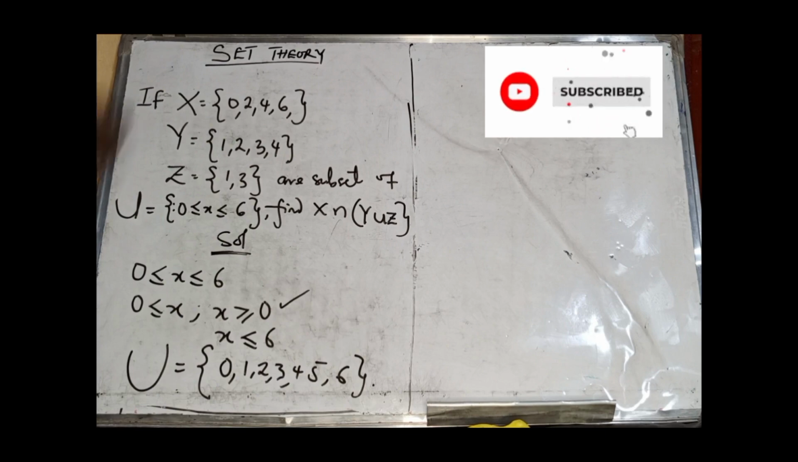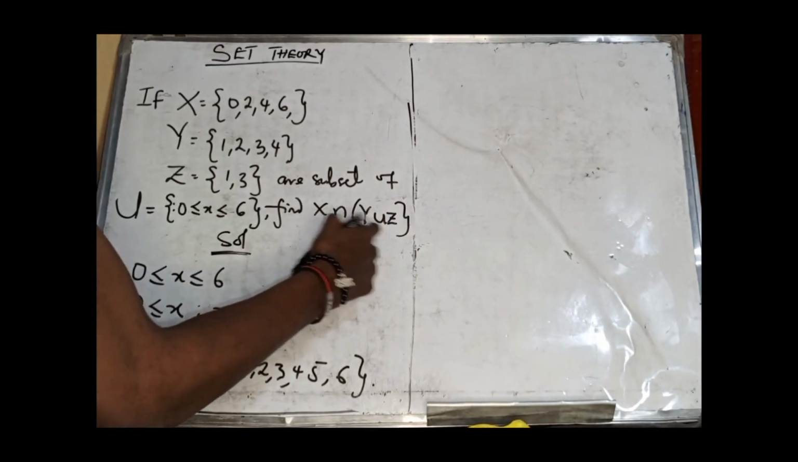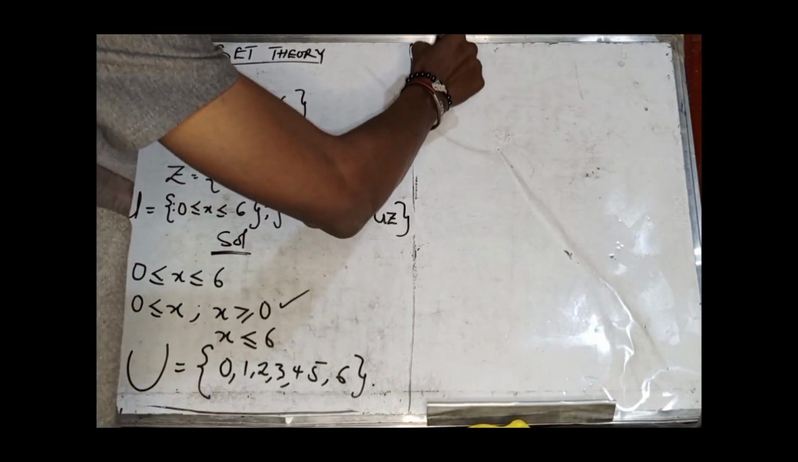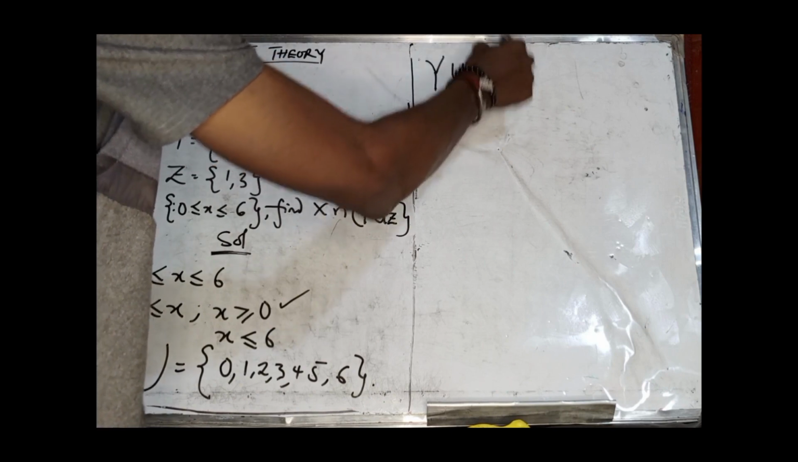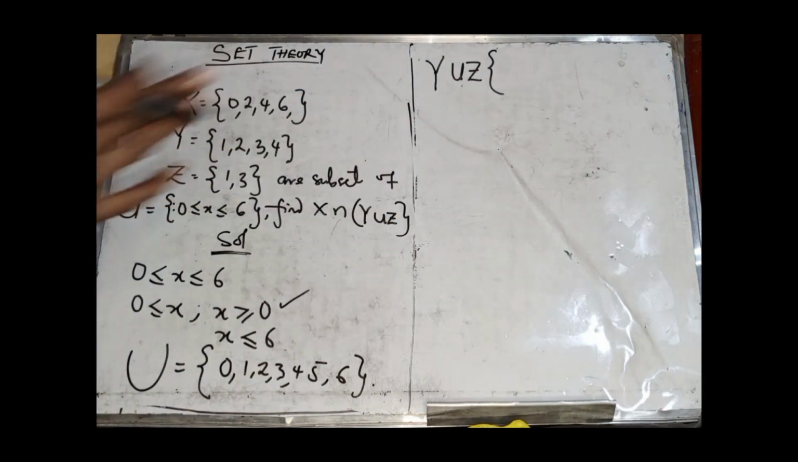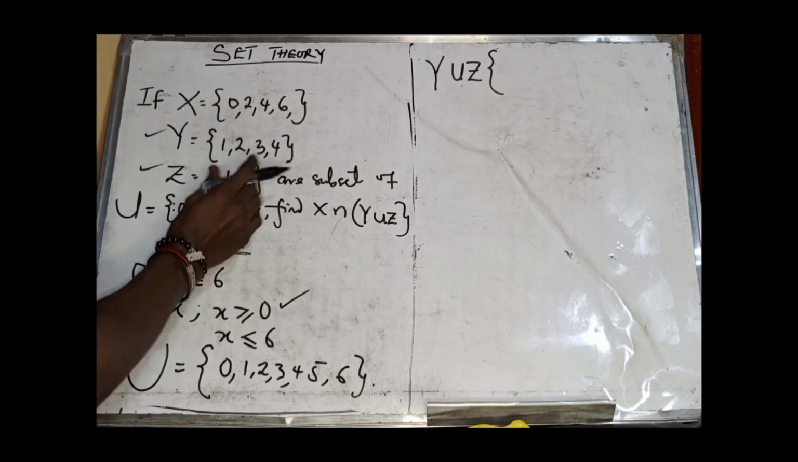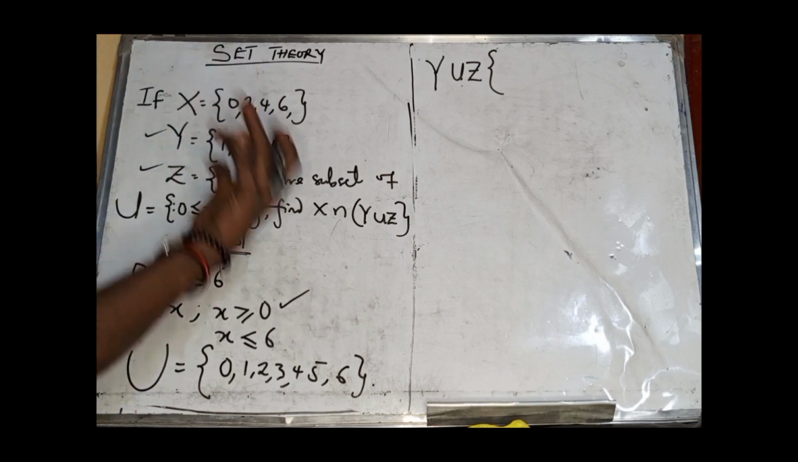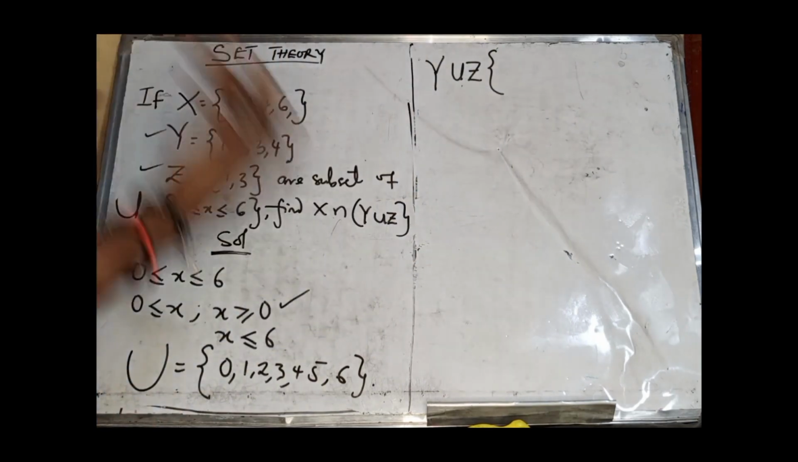Next, if I solve this, I think solving the one in the bracket first, y union z. Let's get the elements of y union z. So we want to merge, without repetition, sets y and z, which are this one and this very one. I'm going to merge these two sets together, without repetition, like fusing them together without repetition of numbers.